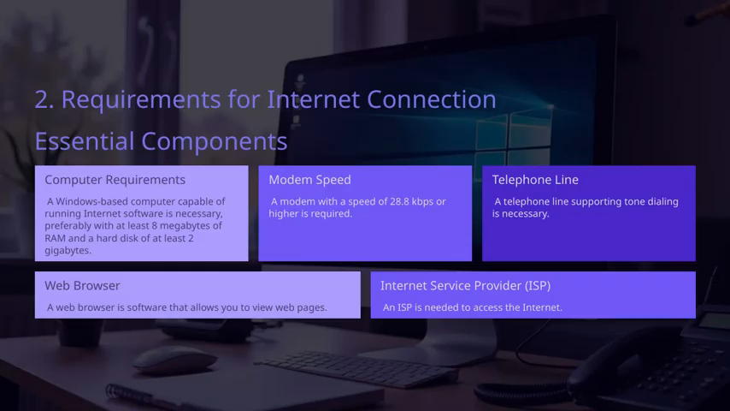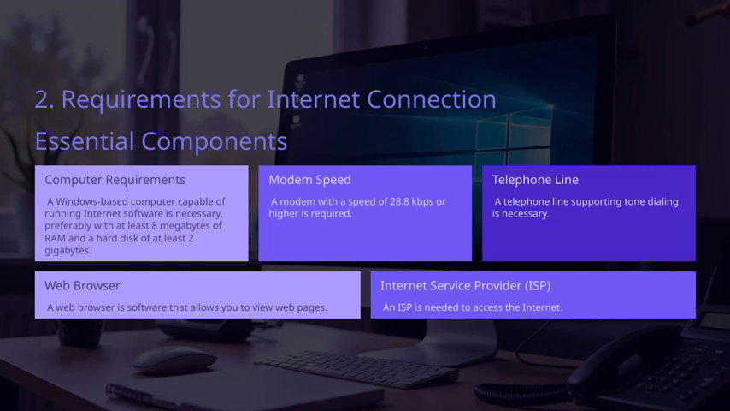Let's talk about the essential components you'll need for a reliable Internet connection. First, you need a computer that runs Windows, since most Internet software is optimized for it. Ideally, it should have at least 8 megabytes of RAM and a hard disk of 2 gigabytes or more to ensure smooth operation. Next, a web browser is crucial. It's the software that lets you view web pages and navigate the Internet easily. Then there's the modem speed. A modem with a speed of 28.8 kbps or higher is necessary to have a decent browsing experience. Faster speeds mean quicker loading times and smoother connections.